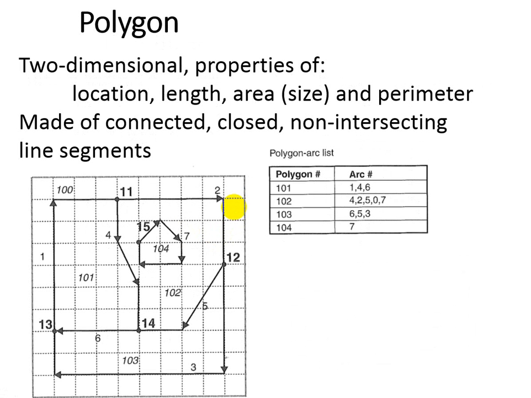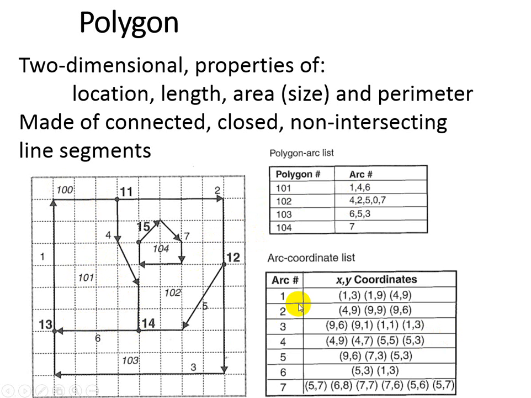And we can make polygons from collections of these arcs or these lines. So polygon number 101, which is over here, is made up of these different lines: line 1, line 4, and line 6. All together that makes up polygon 101. And if we break down arc 1, what is it made up of? Well, it's made up of these, so here to here, this is line 1, and so on.